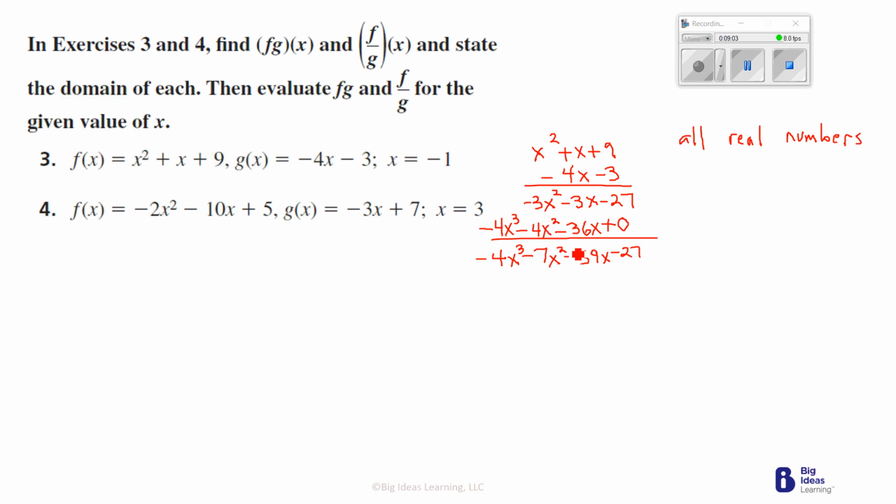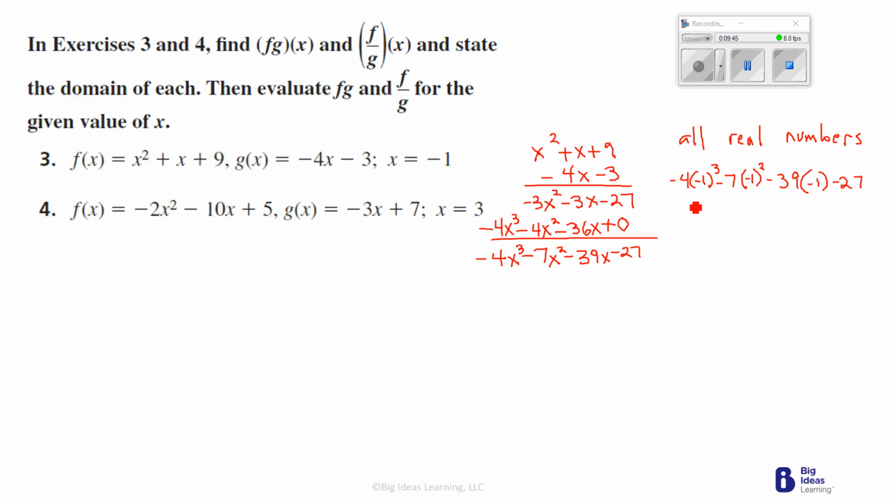And then let's see. Now we got to replace x with, it looks like they want us to use negative 1. Okay, so that means we'd have negative 4 times negative 1 to the third power minus 7 times negative 1 to the second power minus 39 times negative 1 minus 27.